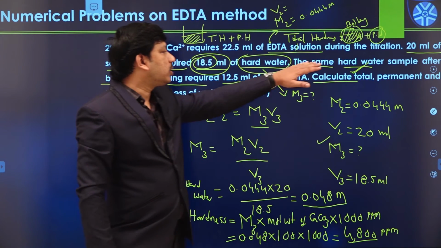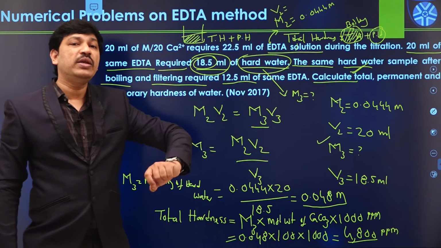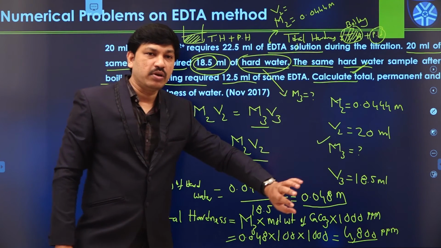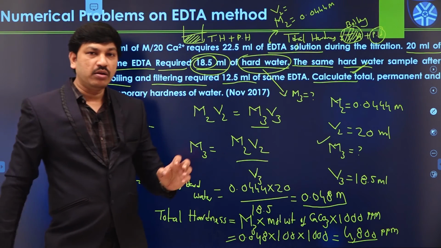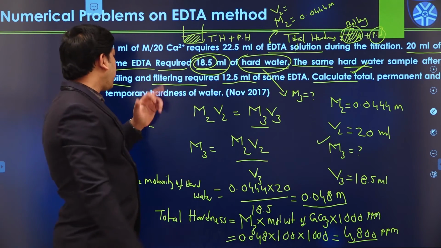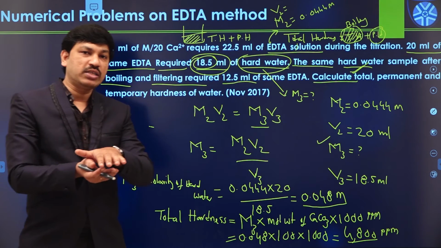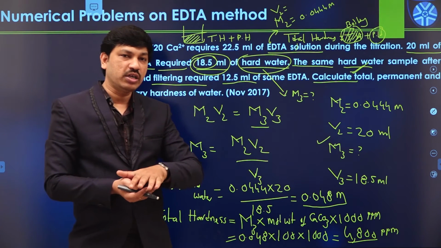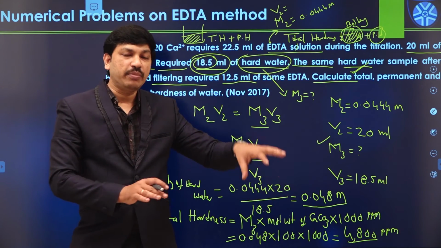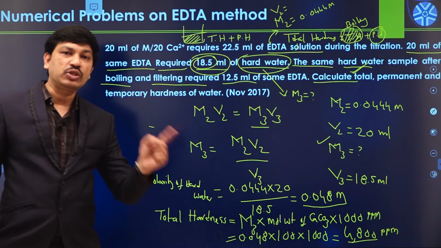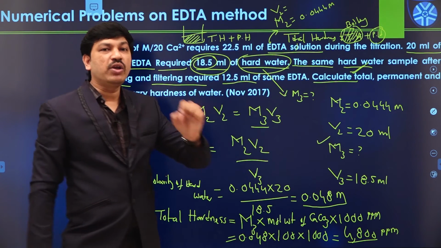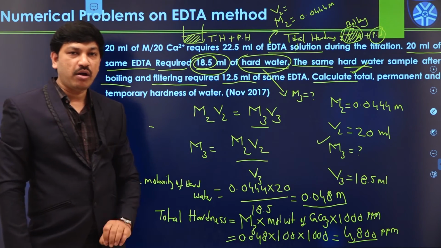So that means in the third statement, we can measure the permanent hardness value directly, because we have taken the water sample, 18.5 ml, then we did the boiling process. After that, we did the filtration process. Therefore, from that 18.5 ml hard water sample, the temporary hardness is removed. The remaining filtrate, that means the remaining water sample, contains only permanent hardness. So from the third statement, we can measure the permanent hardness value.